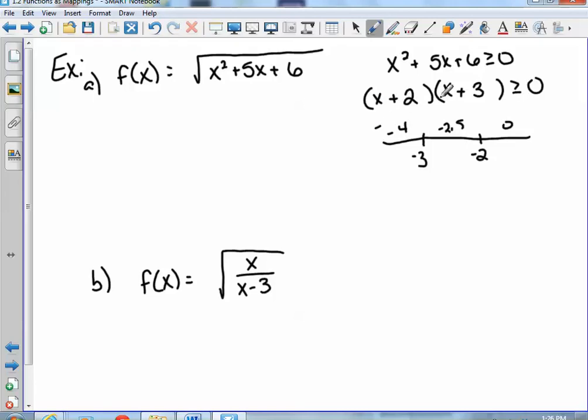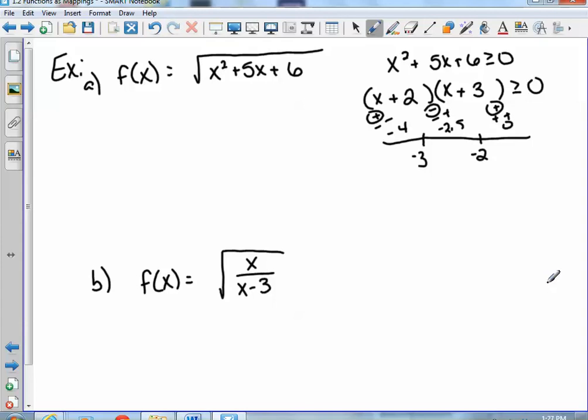So if I put in -4, I have -4 plus 2 is negative, and -4 plus 3 is negative. And negative times a negative is positive, right? If I put in -2.5, -2.5 plus 2 is negative. -2.5 plus 3 is positive, so altogether that is negative. If I put in 0, 0 plus 2 is positive, 0 plus 3 is positive, so that one is positive.